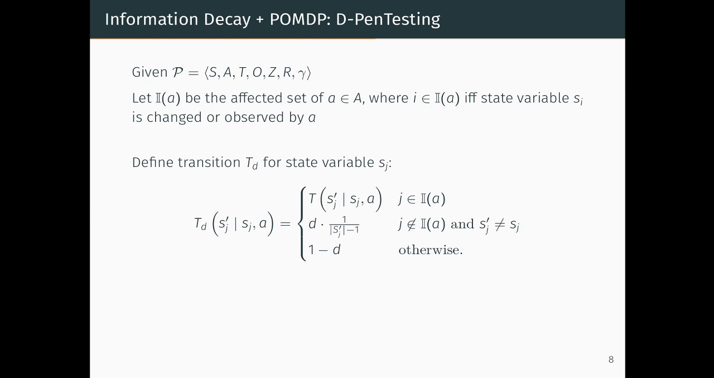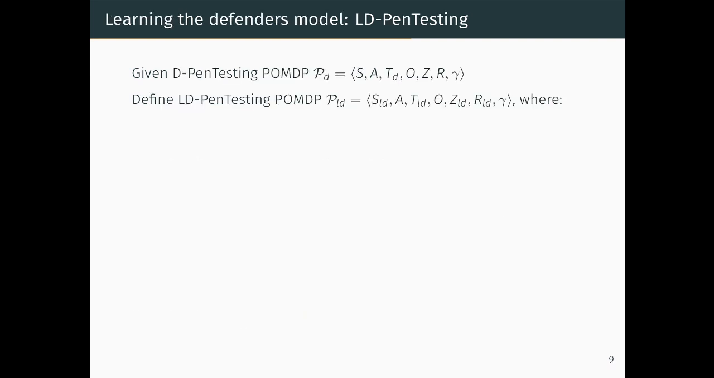Otherwise, the state variable's value remains unchanged with probability 1 minus d. Key thing to note is that D-pen testing requires that we know the value of the decay factor beforehand. To alleviate this limitation, we can learn the value of the decay factor online using Bayesian reinforcement learning. We call this new model LD-pen testing and define it from the D-pen testing model as follows.